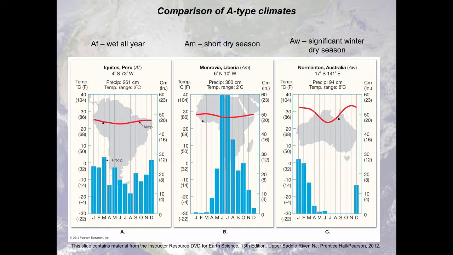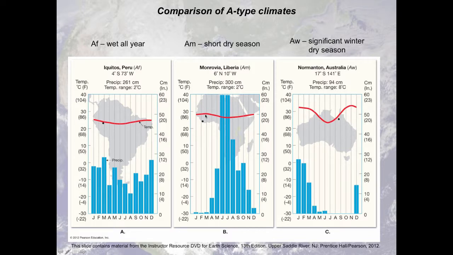The AM classification, with a very, very short dry season, is shown in the plot of Monrovia, Liberia, Western Africa. You saw a map in the last chapter that showed some pretty intense thunderstorm activity in that zone of the world. And you can see that as evidenced in the June-July precipitation. The dry season, January through March, where precipitation bars are very low, is relatively short. And we have very high, elevated, but stable temperatures.